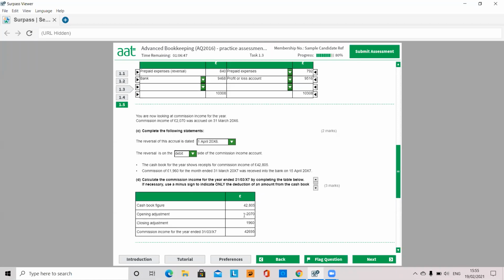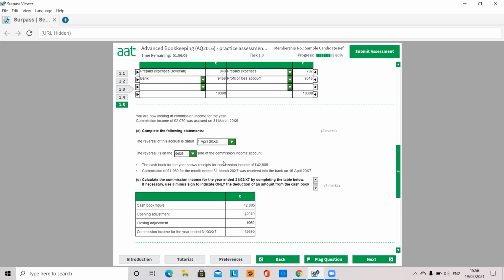And again, if I was with you now, this is how I would draw it. So in my commission account, I've got bank, so you'd have commission on the credit side of 42,805. So the cash book shows receipts for commission income of 42,805. So debit bank, credit commission, and that's what you'd have.